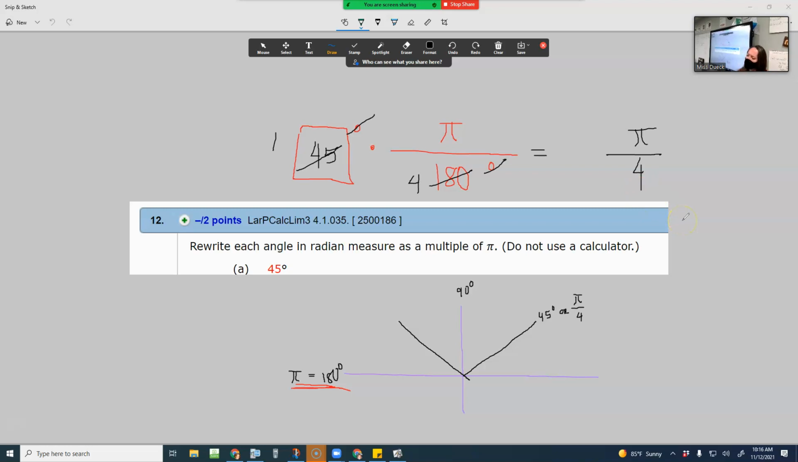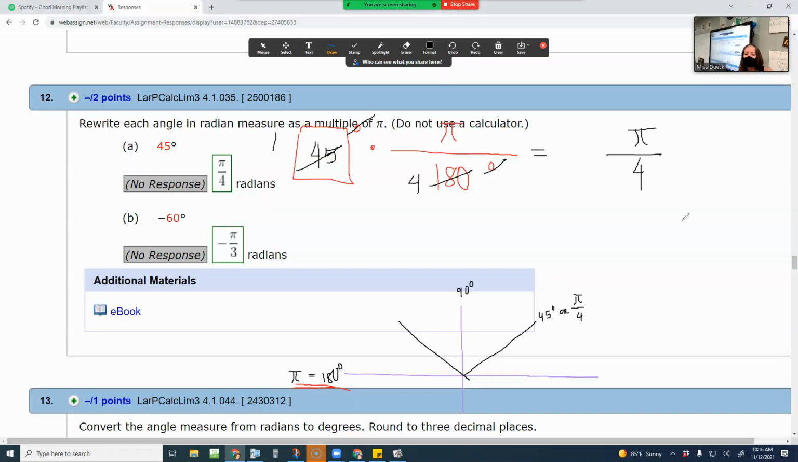So whichever one seems to make more sense. Both ways work. And that's exactly how you're going to do letter B as well. Just the angle is going to change a little bit. But negative 60. If you wanted to, once again, you could go ahead and draw that, if your brain needs to know where that is or where that would be.